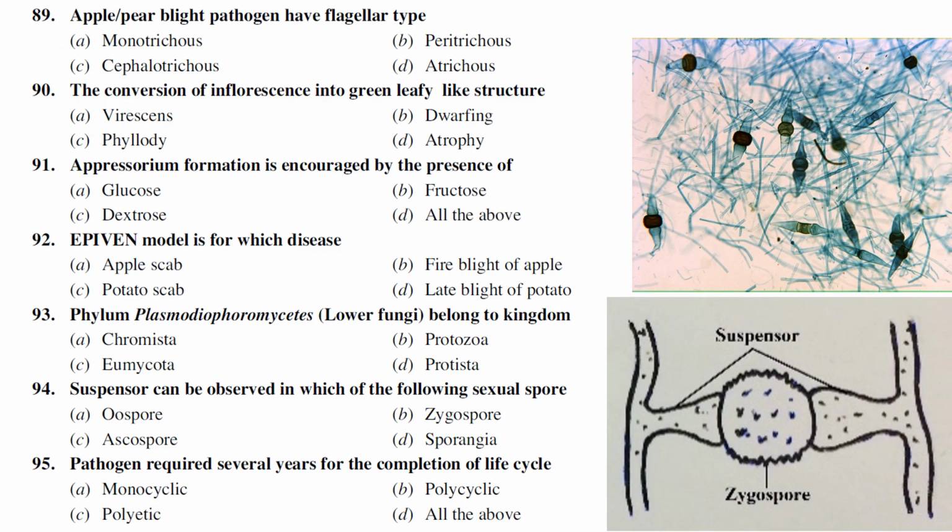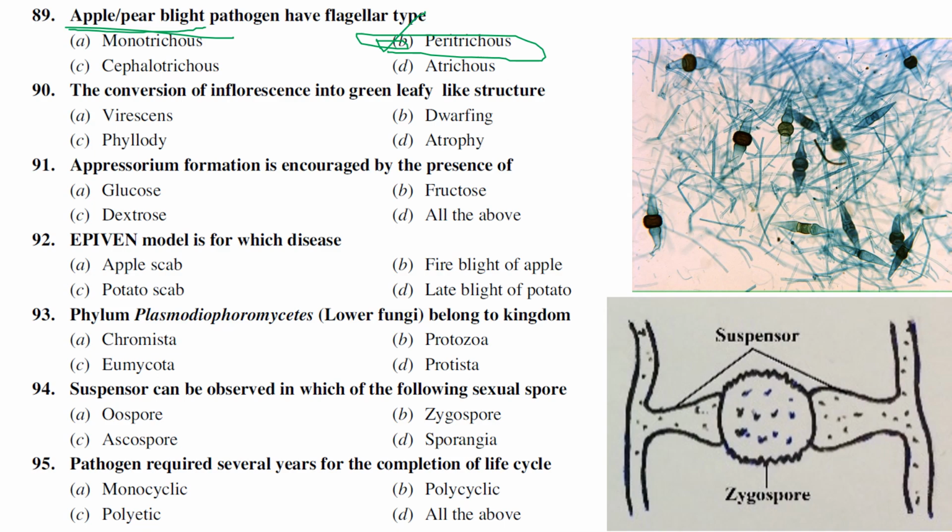Next one, the apple or pear blight pathogen has which flagella type? First of all, we need to know what apple or pear blight is caused by. It is caused by Erwinia amylovora, right? If we see the types of flagellation: atrichous, monotrichous, amphitrichous, which we discussed in the previous slides also. Erwinia is the best example for peritrichous flagella. So the answer is peritrichous.